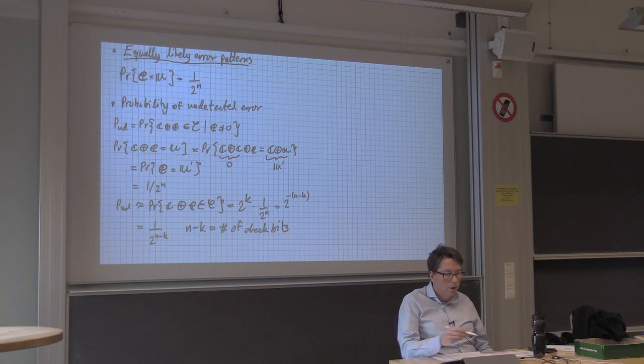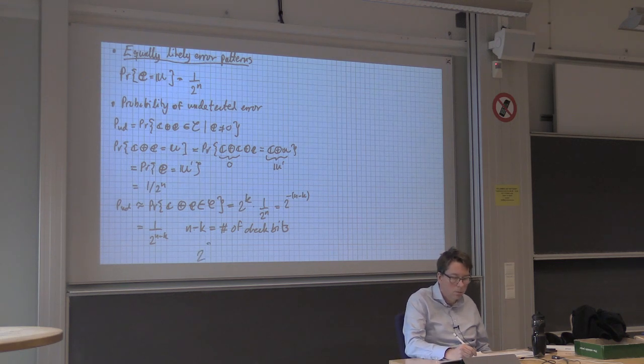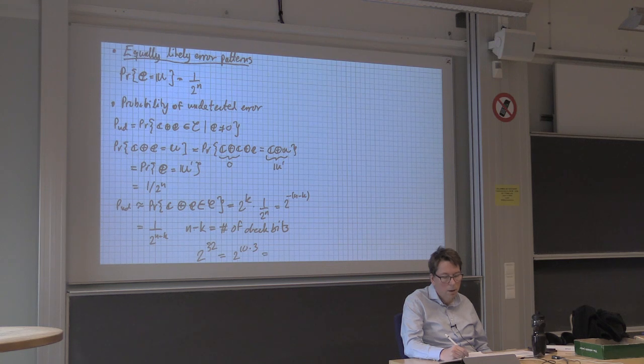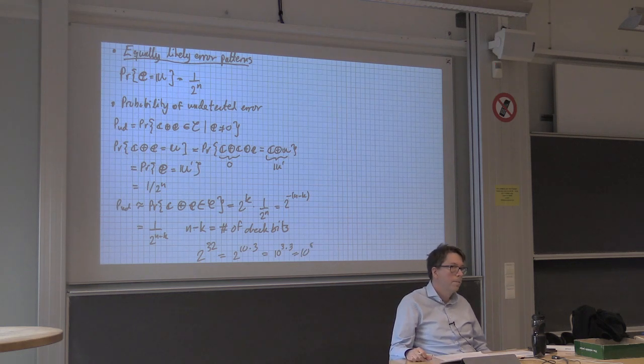So if we want to have good protection against equally likely error patterns, the thing to do is to make n minus k large enough. Okay. So if n minus k is like, say, 32 or something like that, then we have 1 over 2 to the power of 32, which is roughly, I don't know, 2 to the 32, what is that? It's 2 to the 10 times 3, roughly, right? So it's like 10 to the 3 times 3, so it's 10 to the 9 or something. So it's 1 in a billion, right? With 32 bits. Or if that's not good enough, maybe we have 64 bits. And then it's super low.